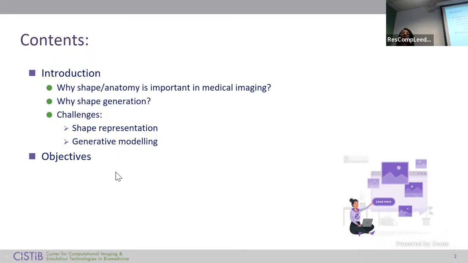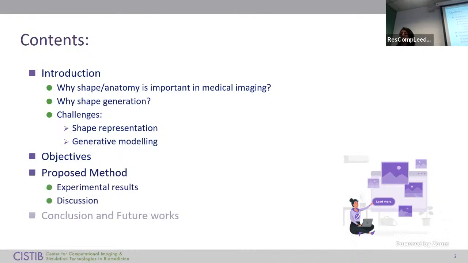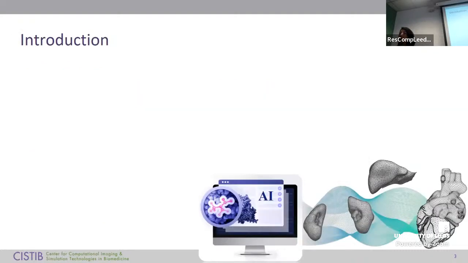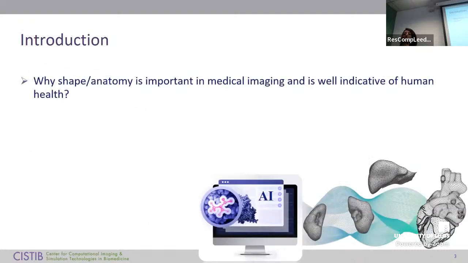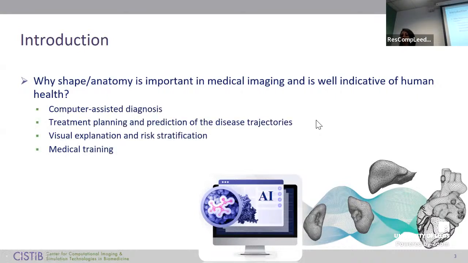Then I will talk about the objective of my research, and we will talk about the details of the proposed method, all the experiments and discussion, and I will conclude the talk at the end. First of all, I want to answer the question why organ shapes anatomy is important. Shape representation of human organs actually has various applications in computer-assisted diagnosis, treatment planning, visual explanation, and also can be a useful tool for medical training.